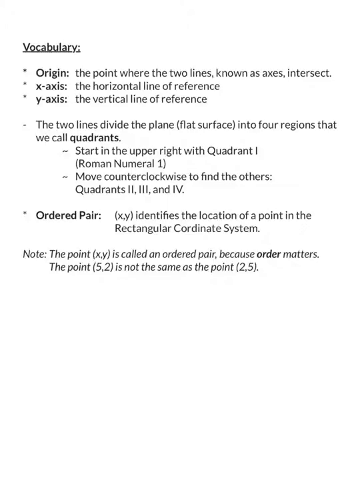All of our points that we are going to look at are known as ordered pairs. An ordered pair is a set of two numbers, x, y, that identifies the location of a point in the rectangular coordinate system. The reason that we call it an ordered pair is because order matters. The point 5, 2 is not the same as the point 2, 5.